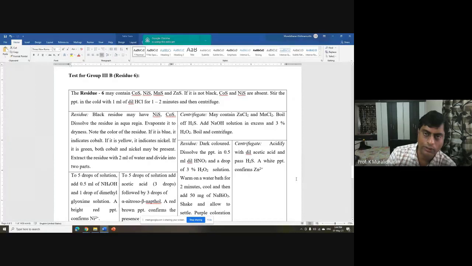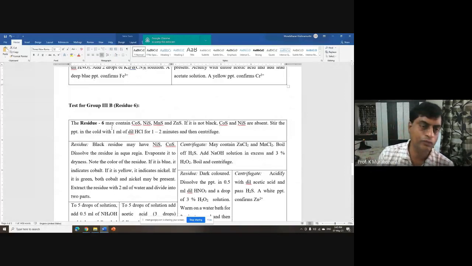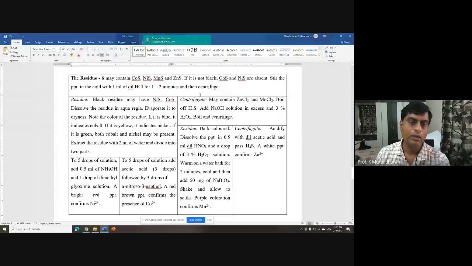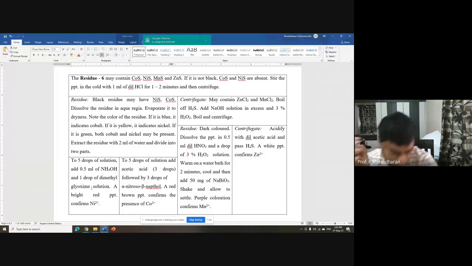Okay. But in today's example, you don't have the residue 6. But in case you have residue 6, in that precipitate you have to see a black residue. In that black residue, you have to continue this test, dividing it into two parts. In one part you are testing for nickel by adding dimethylglyoxime solution, and a beautiful red precipitate will be formed with dimethylglyoxime.